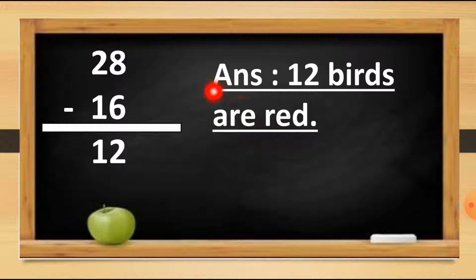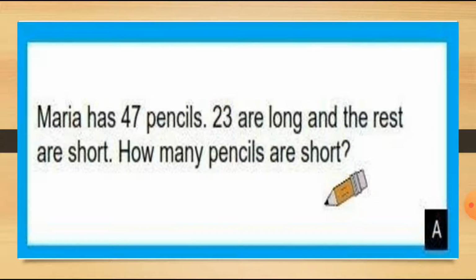First of all, write down this answer, then this column, 2 dots are there, you have to write down. Then write down this 12 birds are red. Hope this concept is clear and you know how to write down the answers in the story sums. Let's see one more example, students.